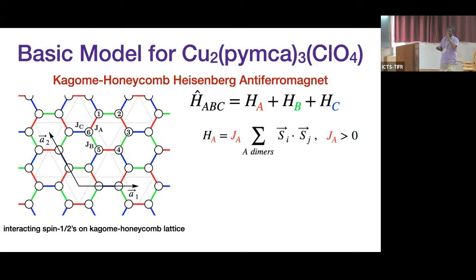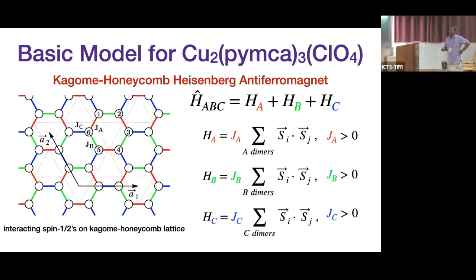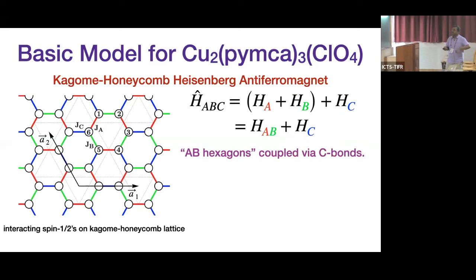Just to fill in some more details, the Hamiltonian of this system is a sum over these three types of interactions, A, B, and C. And there is another way in which it will turn out to be useful to think of this material, as a system of coupled hexagons. If you focus on any one of these, there are three types of hexagons here if you notice carefully.